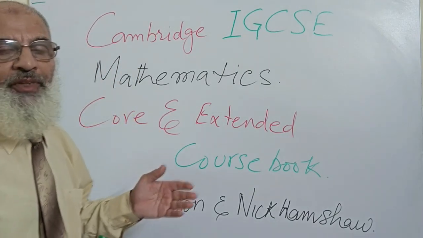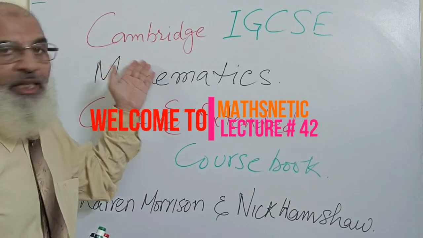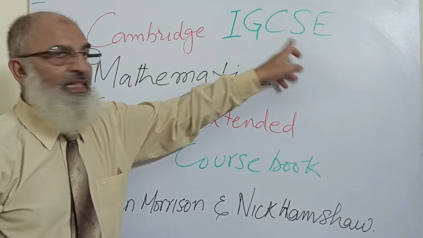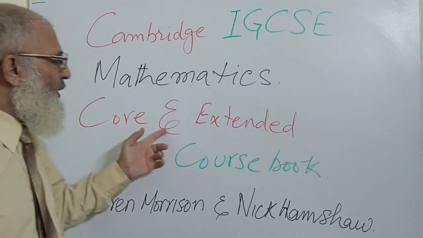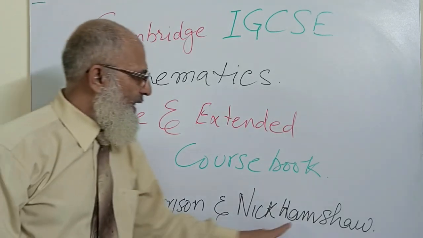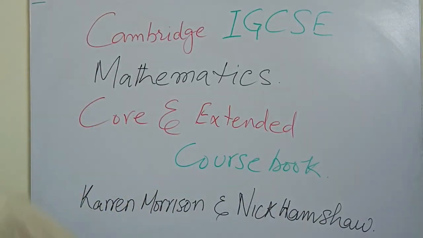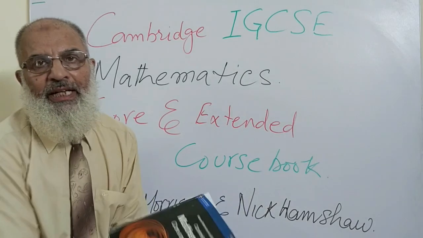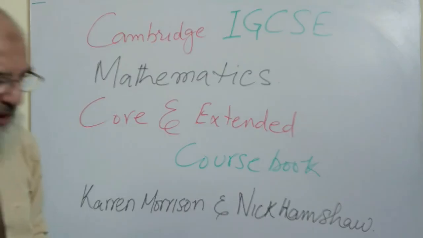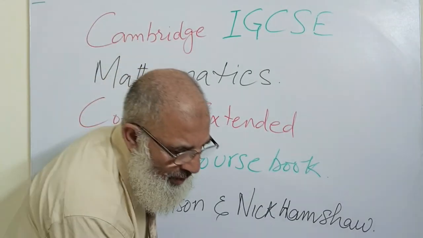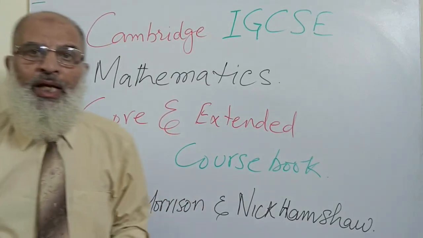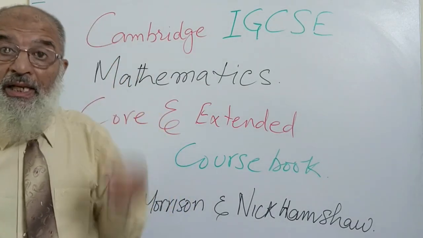And you know that we are going through this book, the name of which is written on the whiteboard. Cambridge IGCSE Mathematics Core and Extended Course Book, written by Karen Morrison and Nick Hamshaw. The book is this. You can see that this is the same book for which the name has been written on the whiteboard, with different colors.